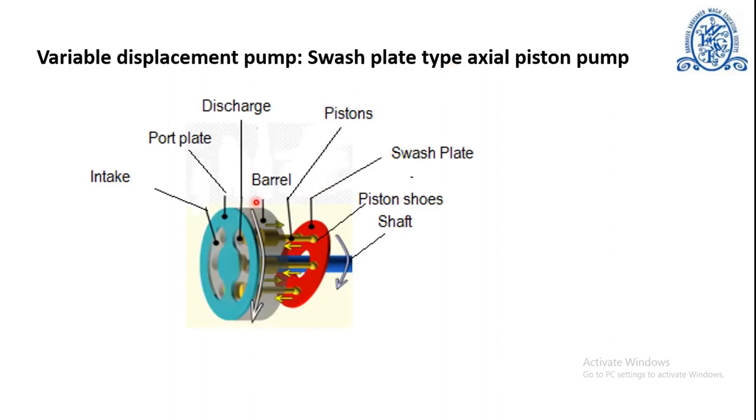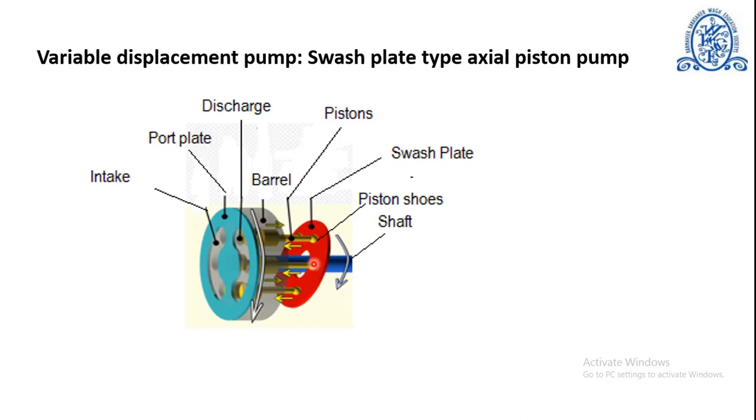As shown in this figure, as the piston barrel assembly rotates, the pistons rotate around this shaft, with piston shoes in contact with and sliding along the swash plate surface. As the swash plate is mounted at some angle alpha with the vertical, the pistons move in and out of the barrel as they follow the angle of the swash plate surface.